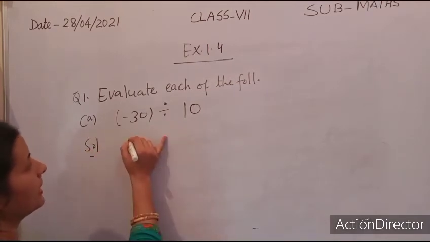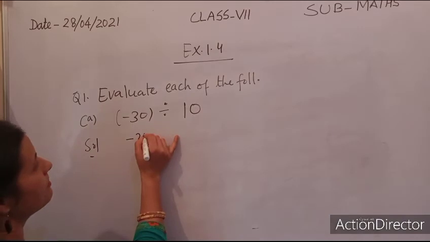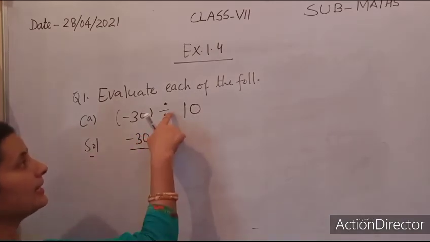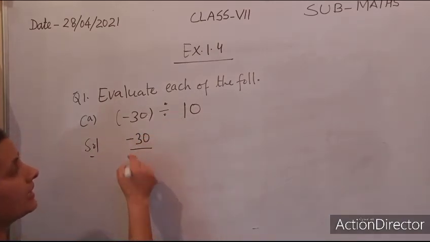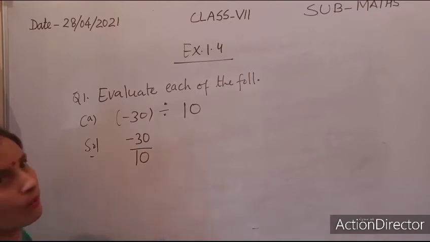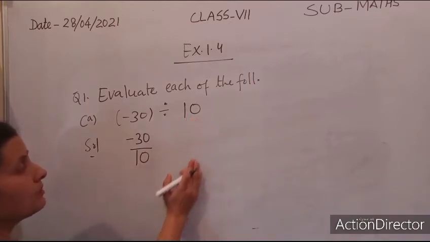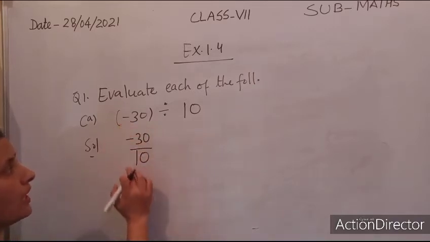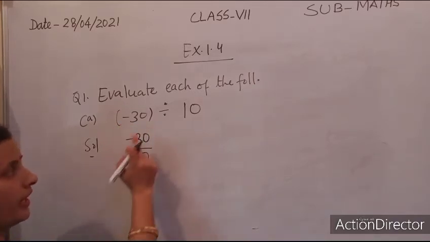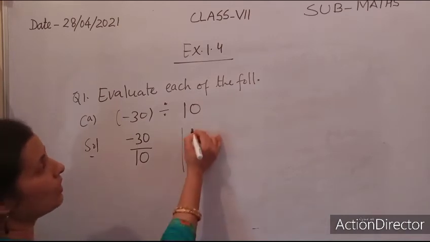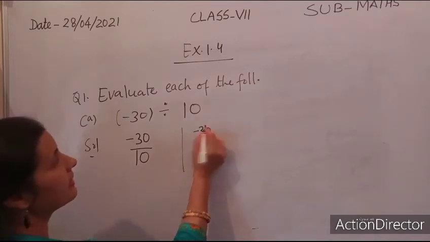Okay, I am just writing here. Either we can write it as minus 30, and the sign of division can be written in numerator and denominator form. The second number always comes in the denominator, and the first one always comes in the numerator. This is one method.